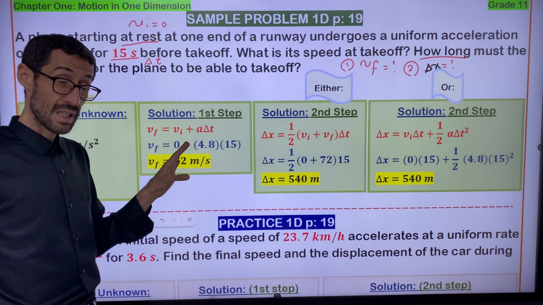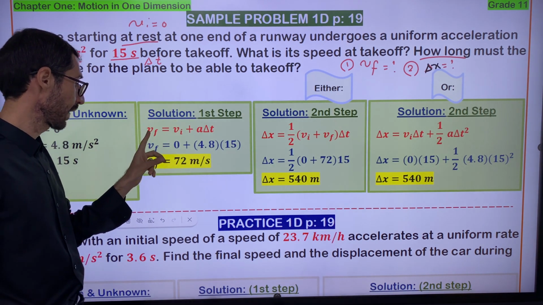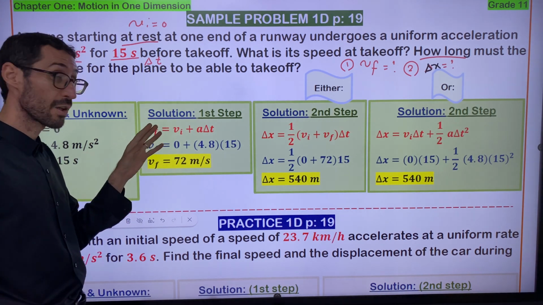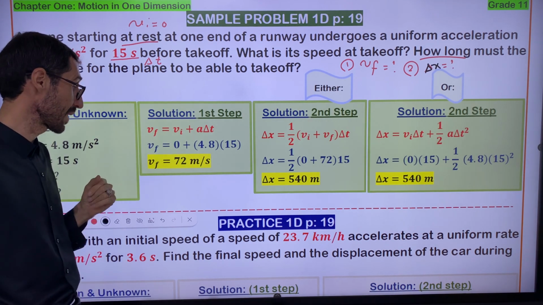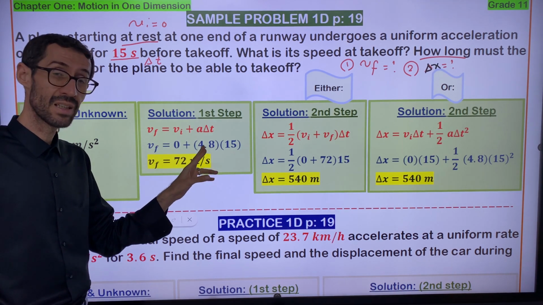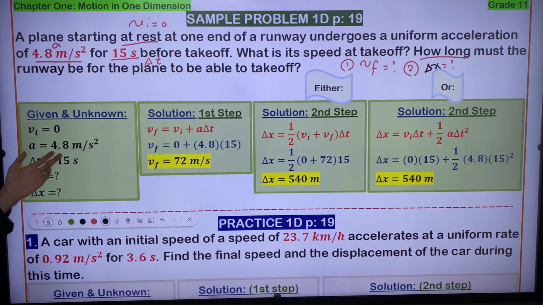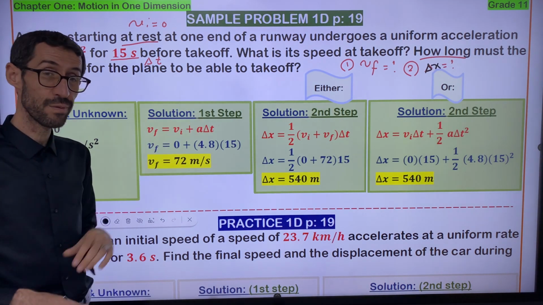Actually, it takes two steps, right? The first step, v final is equal to v initial plus a delta t. This is the rule that we proved in the previous lesson. Vf is equal to 0 plus 4.8 times 15, and the answer is 72 meters per second. Just substitute the values to find the final velocity.